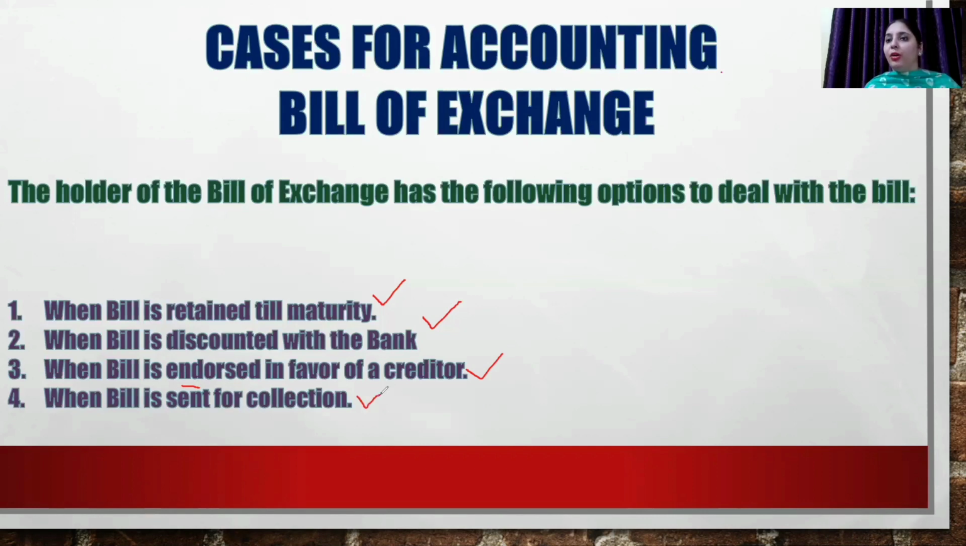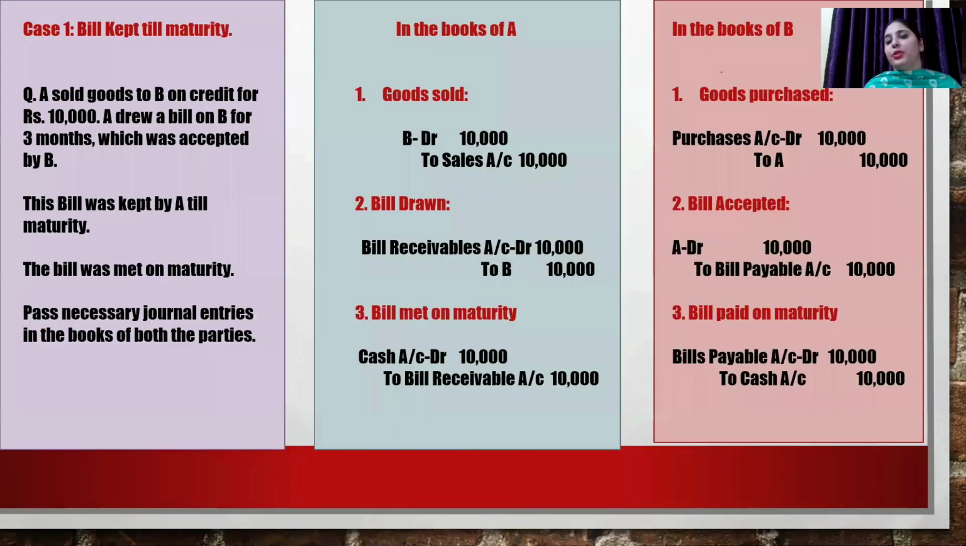We'll discuss all these cases in detail when we deal with them in the books of accounts. Starting with our first case, where the bill is kept till maturity. Bill kept till maturity means here the seller is keeping the bill with himself and will ask the buyer for payment at due date.